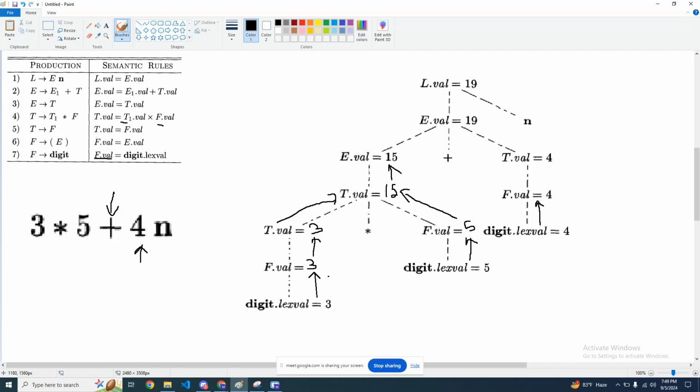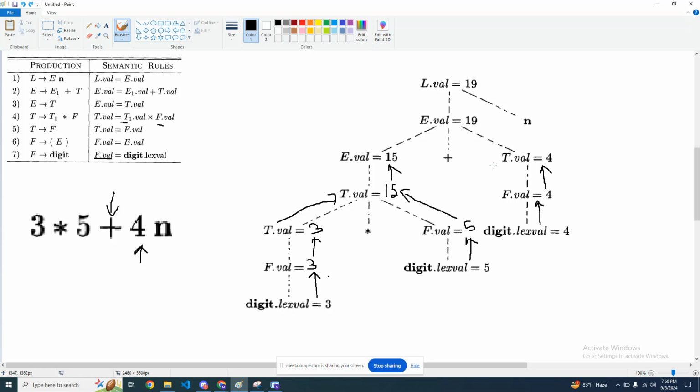So again, if you traverse, our next node will be T dot val, and the corresponding rule will be production rule number 5 and the semantic rule associated with it. So we are getting T dot val from F dot val. So we point an arrow here. Now, if you traverse again, you will go to this node, which is E dot val. So the corresponding node is from production rule 2, E produces E1 plus T. So this is your E1, this is your plus, and this is your T, right?